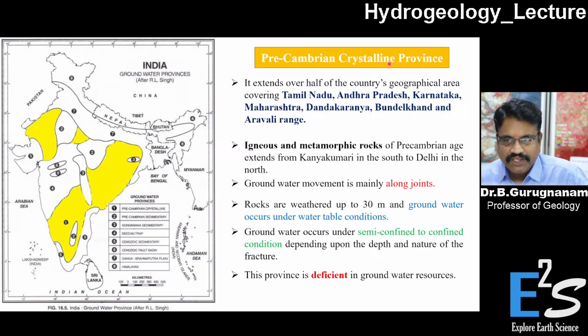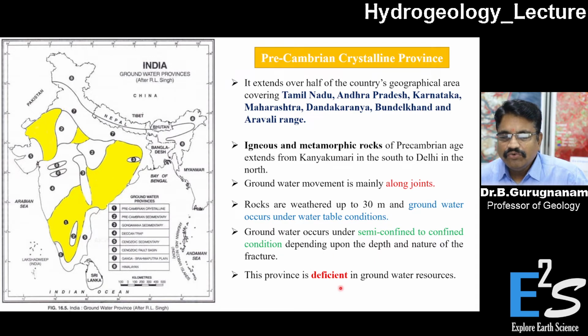This is the first one, the Precambrian crystalline province. It is distributed in yellow color. It is mostly found in places like Tamil Nadu, Andhra Pradesh, Karnataka, Maharashtra, Dandakaranya, Bundelkhand, and the Aravalli range. Most of these areas are igneous and metamorphic in group. Groundwater in this area is mainly restricted to the presence of joints. On average, the weathering goes up to 30 meters. Groundwater occurs under water table conditions in this area. It occurs under semi-confined and confined conditions depending on the depth and nature of the fractures in different locations.